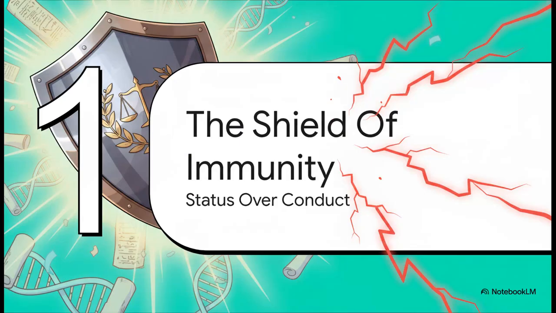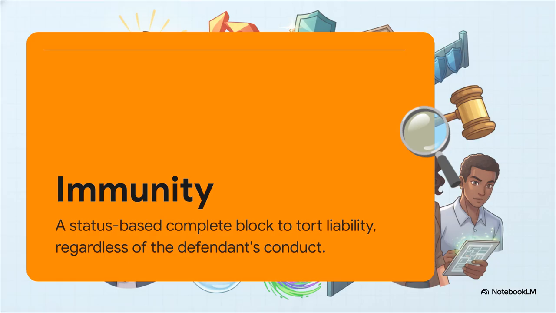Let's get into it. Kicking things off with Section 1, the shield of immunity, status over conduct. So, look, the absolute crucial point we need to establish right away is distinguishing between an immunity and a defense. This is a trap a lot of students fall into, so pay attention.